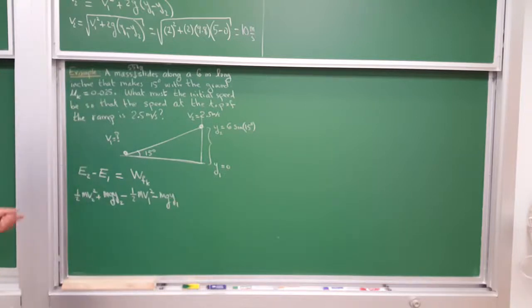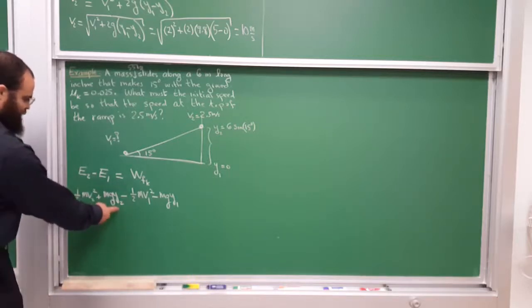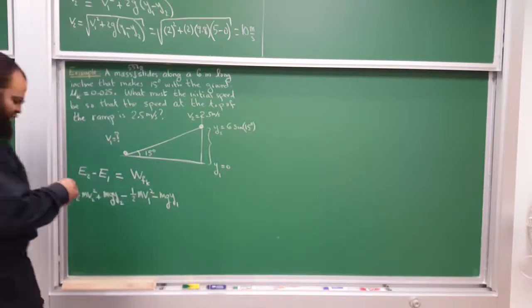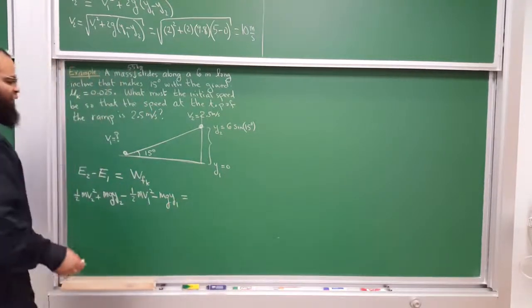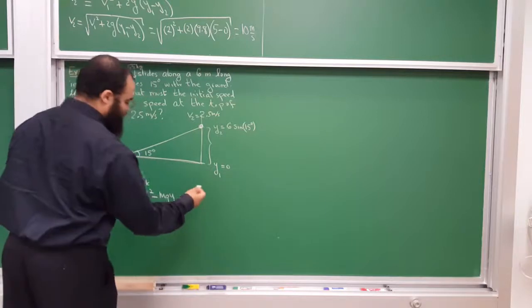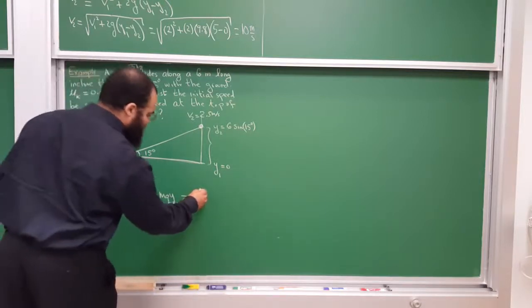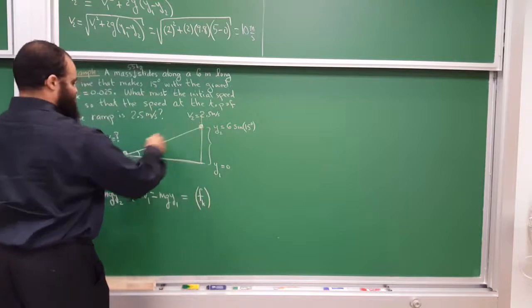Okay, so this part here is the energy at the end, and then minus the energy at the beginning. And that should equal the work done by friction. The work done by friction would be force times distance times the cosine of the angle between them. It would be the force of kinetic friction times the distance moved.